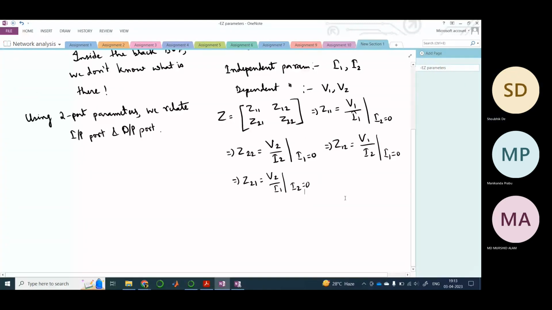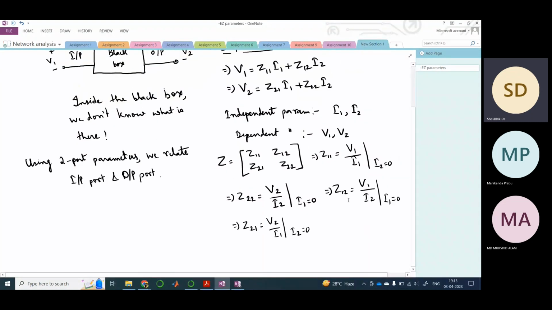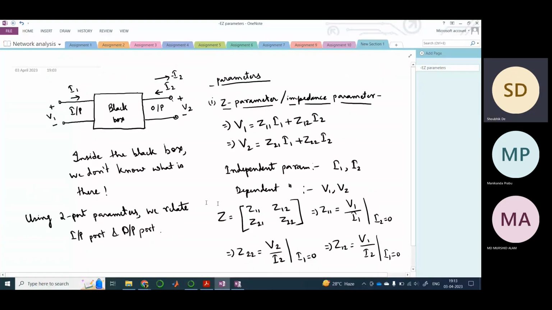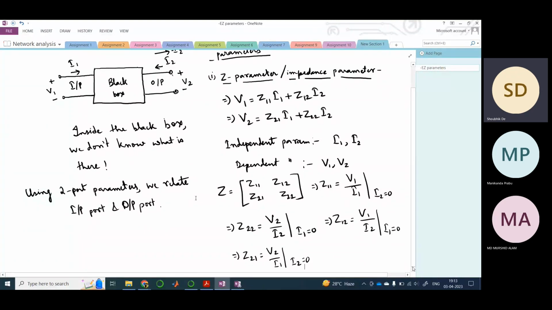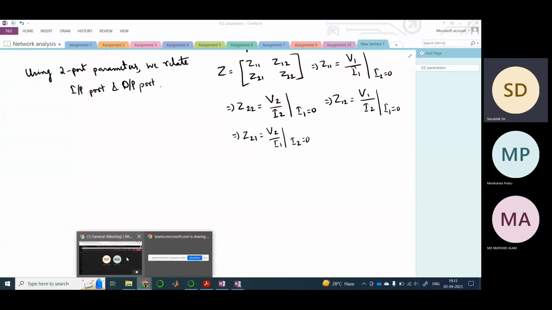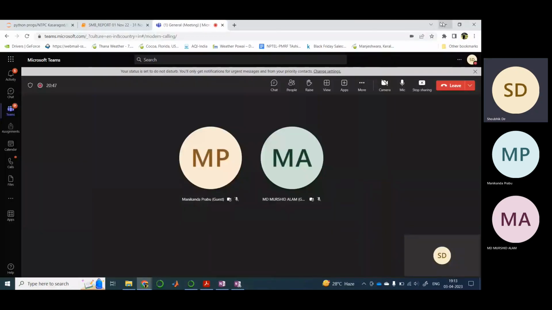I'll just stop for a short time and ask whether you have any doubt in this Z parameter, and in general the two port theorem that we have seen till now. If you have any doubt, you can speak up. Okay, I don't think there is any doubt, so I'll just proceed.